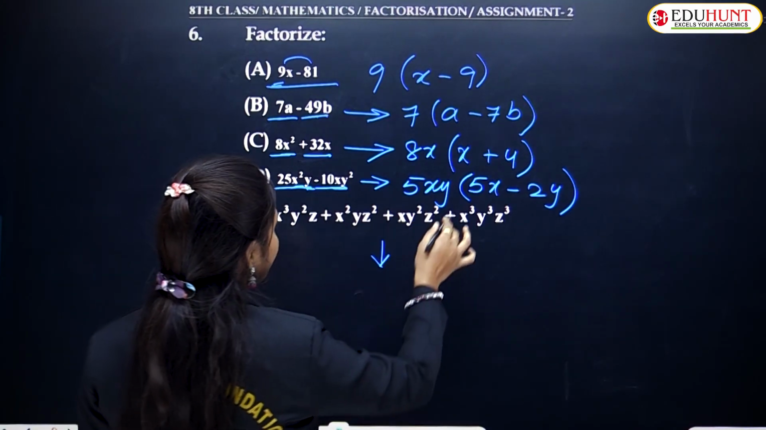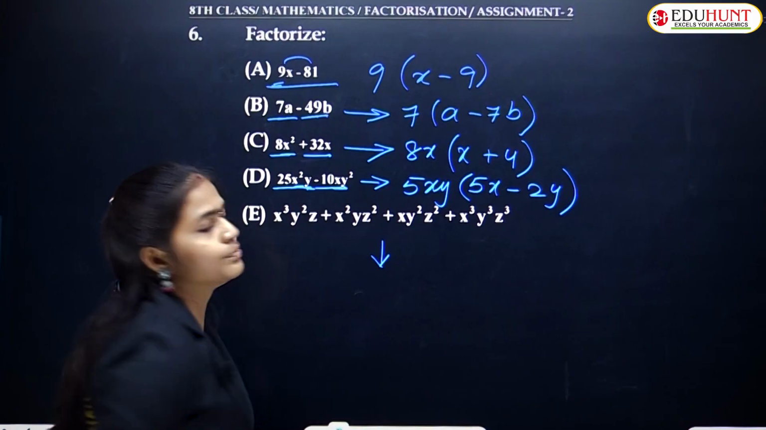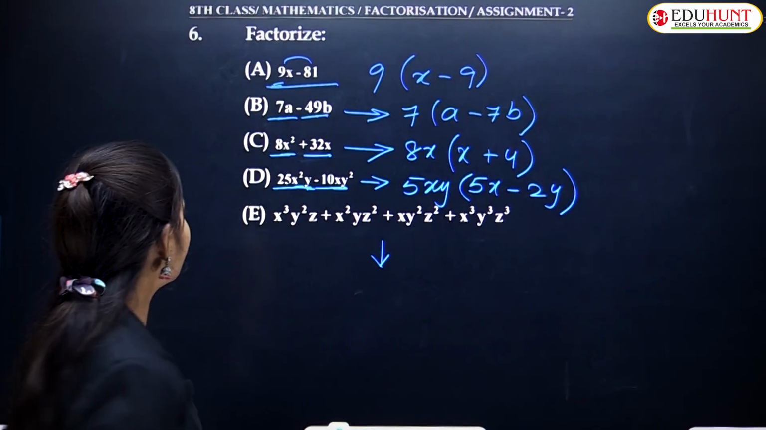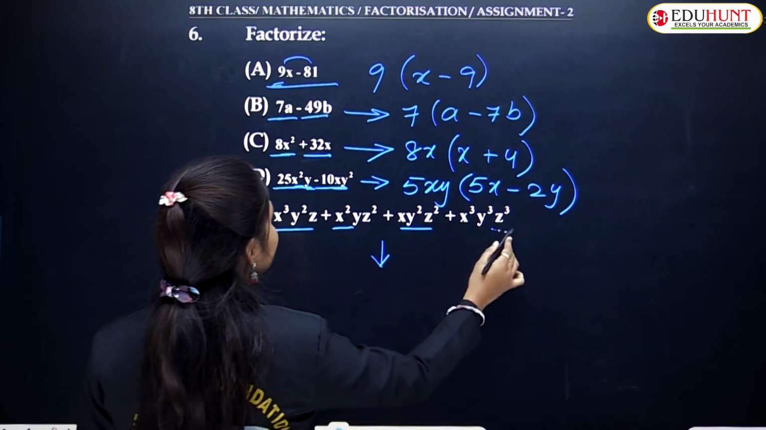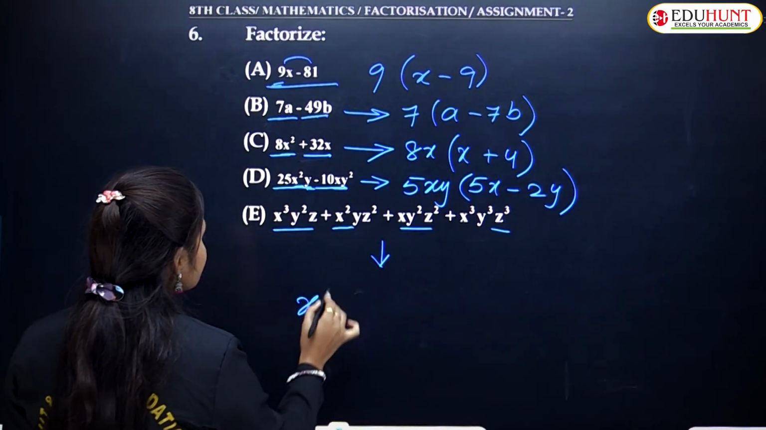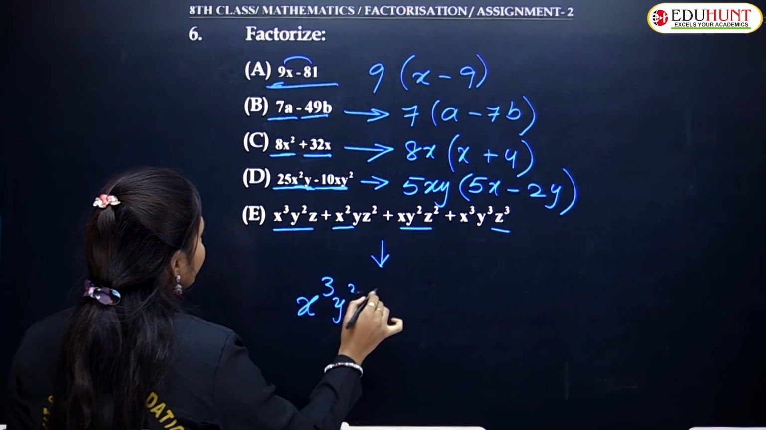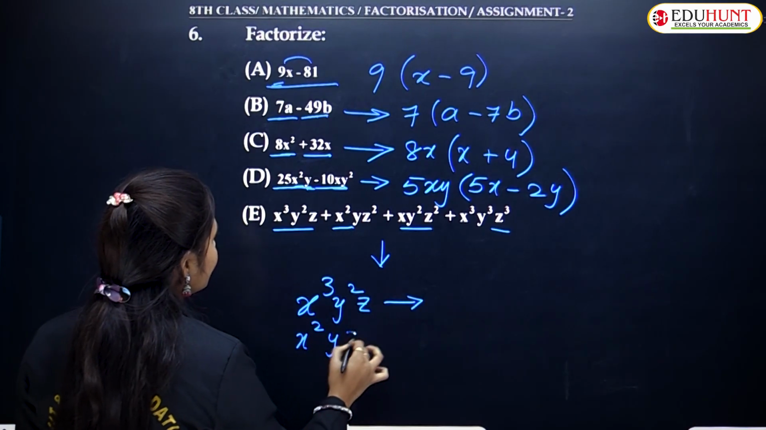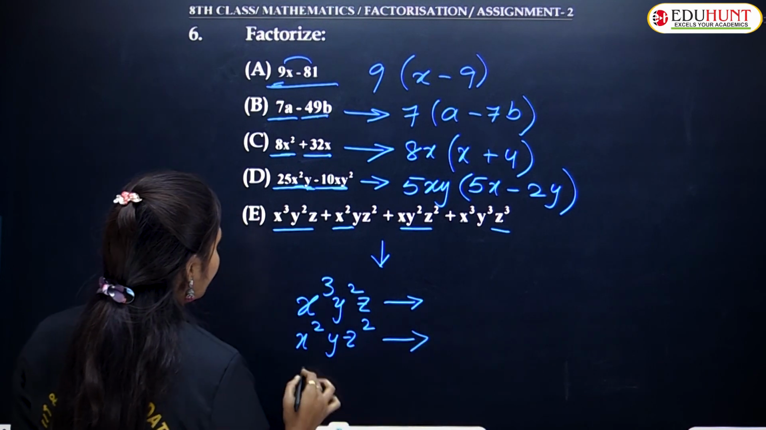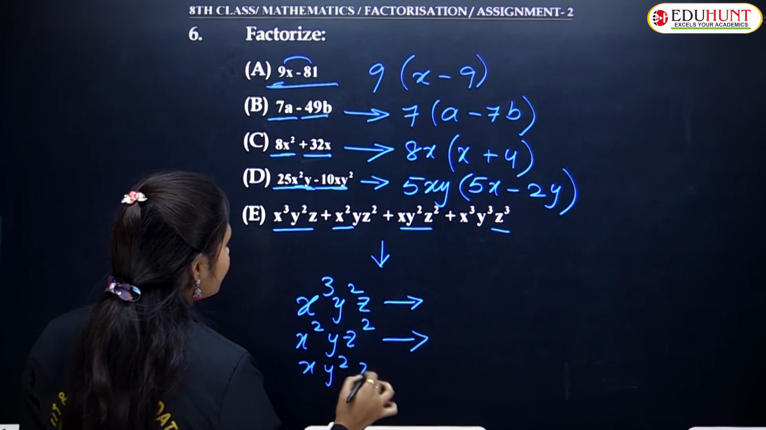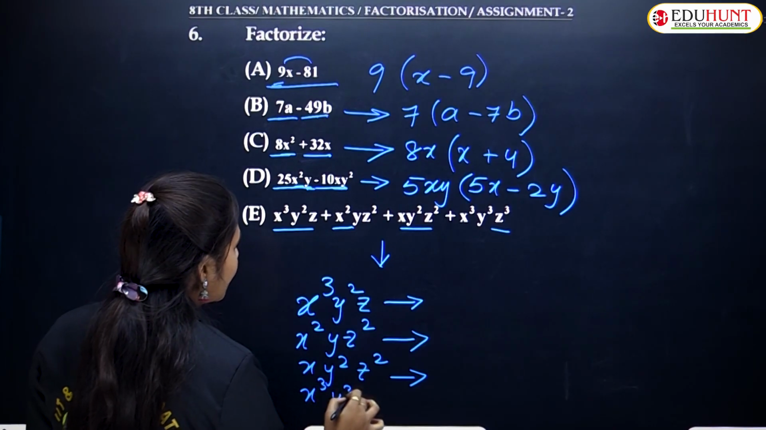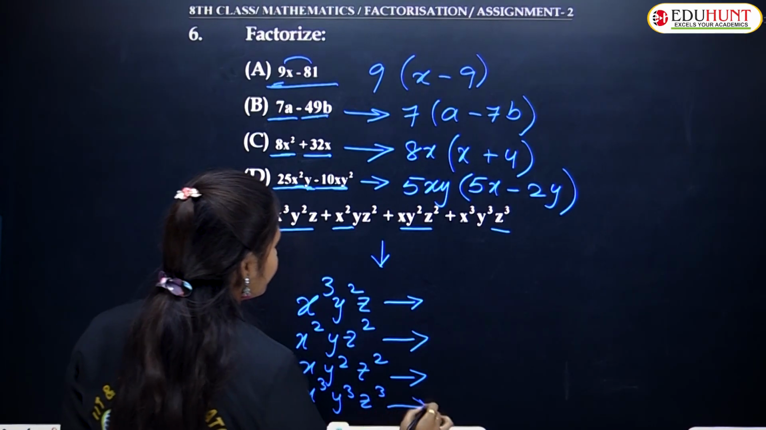And here this one: x cube y square z plus x square y z square plus x y square z square plus x cube y cube z cube. From these terms, which one can we take as common? From these four terms, which one is in common? Take them as x cube y square z, next x square y z square, next x y square z square, another one x cube y cube z cube.